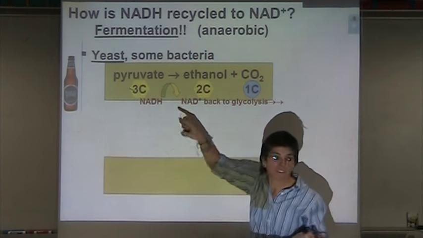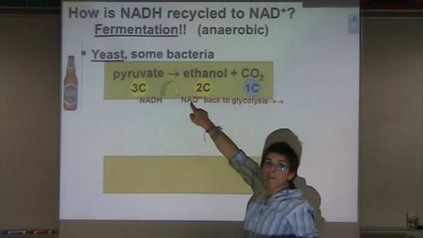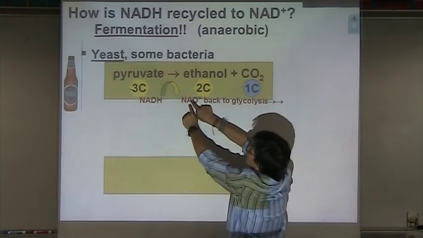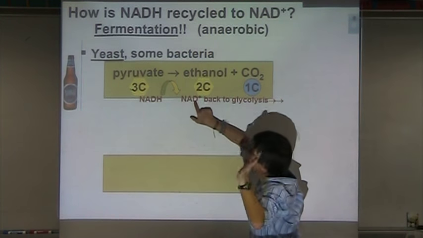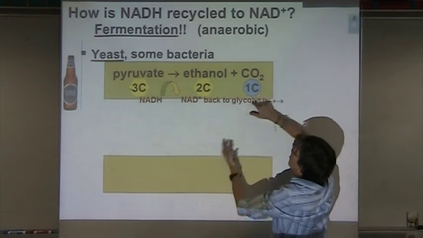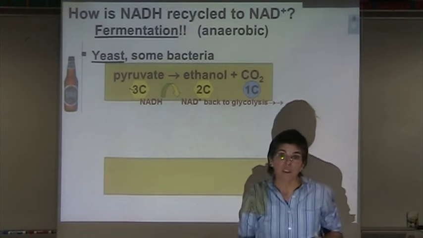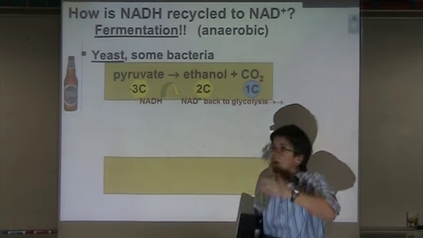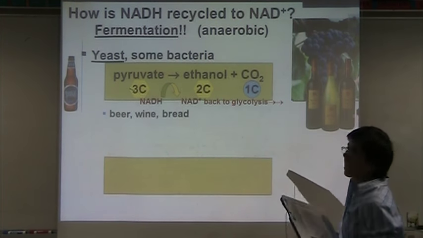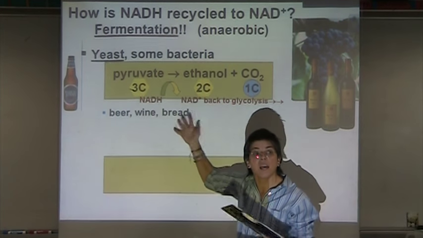So all this process does, from pyruvate, you lose some electrons when you break this carbon off, and that consumes 2 electrons, and that allows us to recycle NAD plus so it can go back to glycolysis to continue the breaking down of glucose. If nothing else, 2 ATPs is better than nothing. And that's what yeast does. And that's the process that we use basically to get beer, wine, and bread.